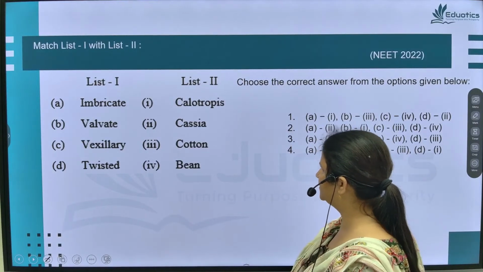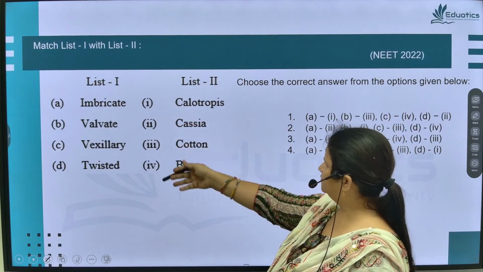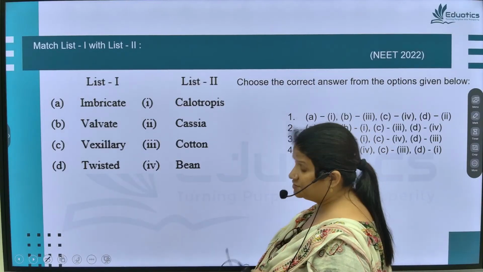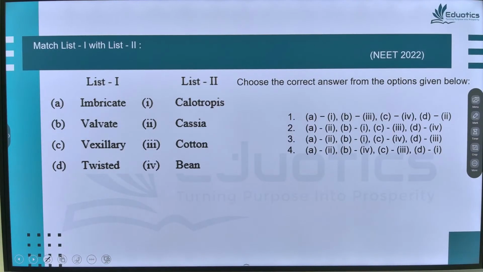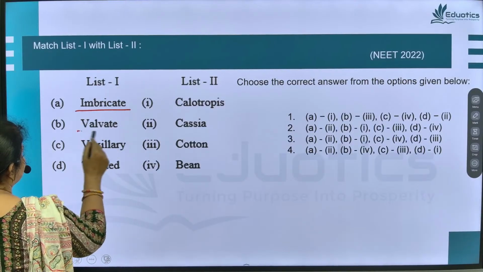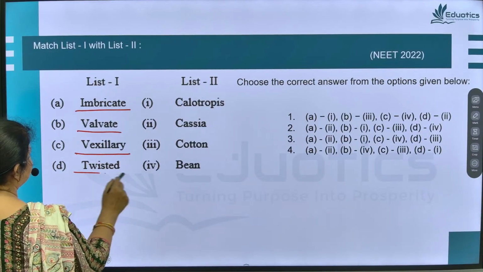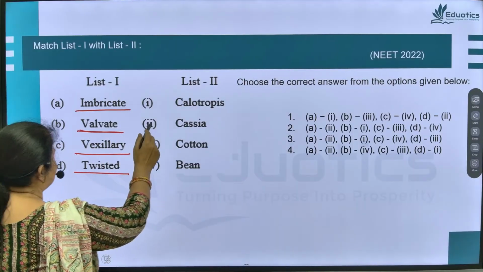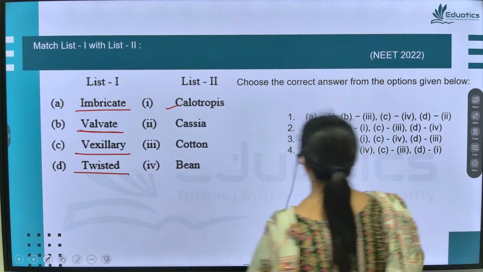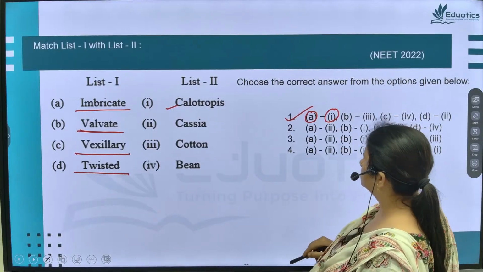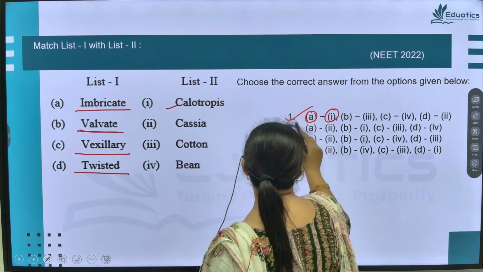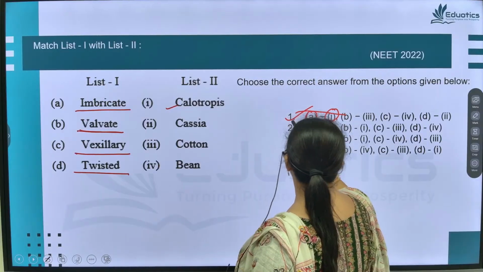Match again. Listen, these are the types of aestivation, these are examples. Till now we have seen that there are many examples of aestivations. Many questions related to aestivations come. We are talking about imbricate aestivation, valvate, vexillary, twisted. Valvate is for Calotropis. Valvate is an example of what? Calotropis, the first option of A, the first option of B.